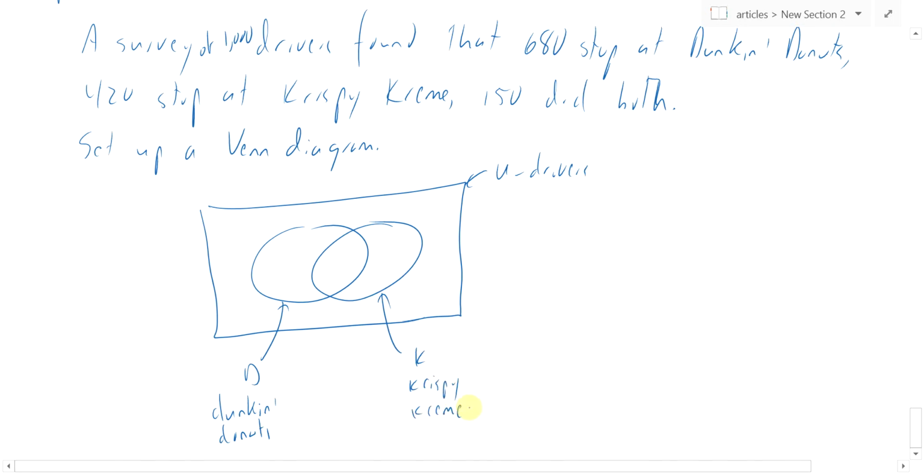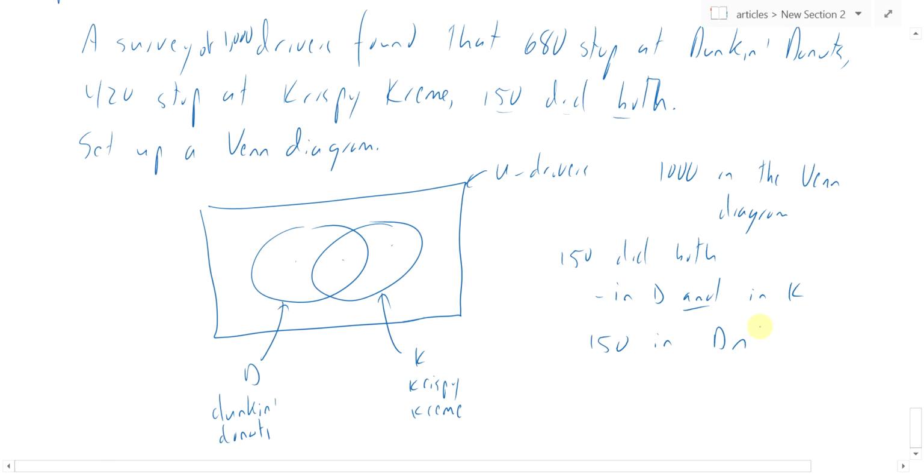Okay, so what does the data tell us? Well, there's 1,000 drivers total in the Venn diagram, and we need to break them up so we know how many are here, how many here, how many here, and how many here. 150 did both. What does that mean? They're in D because they stopped at Dunkin' Donuts, and they're in K because they stopped at Krispy Kreme. And so that's D intersection K. So we know there's 150 there.